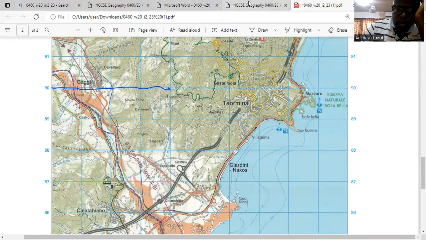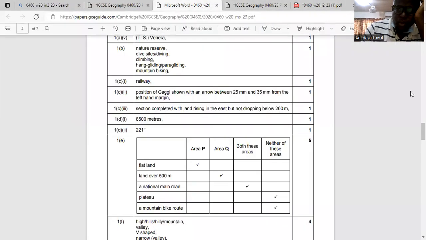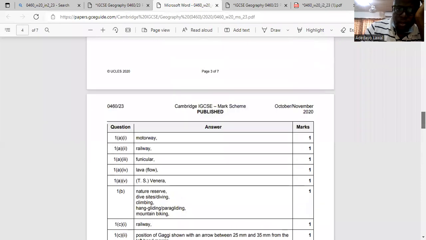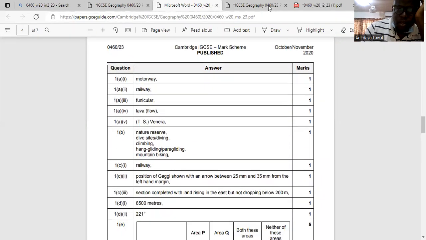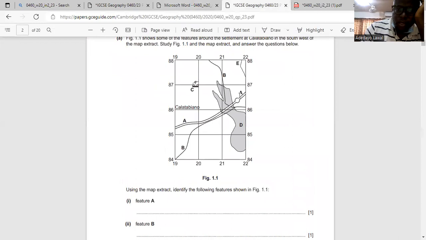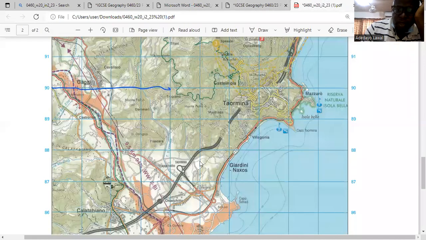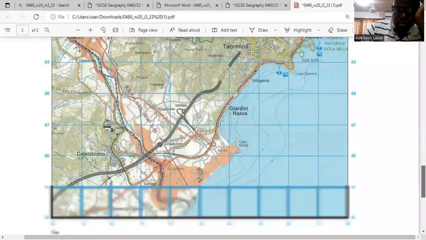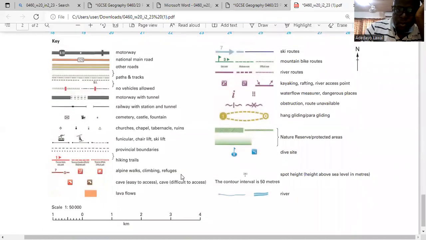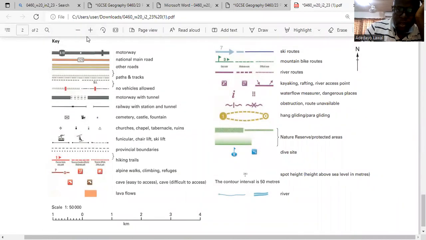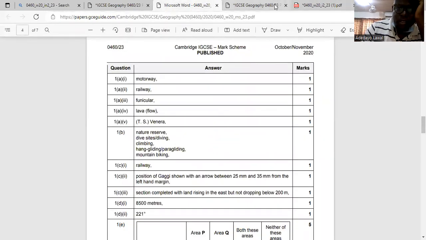So we check the question. Let's go straight into the mark scheme. What is that? It's a motorway. You can see this particular symbol is the same thing here, the same thing here. If you check the mark scheme, you can see, look at it here, motorway. I believe everybody will be able to do this part.